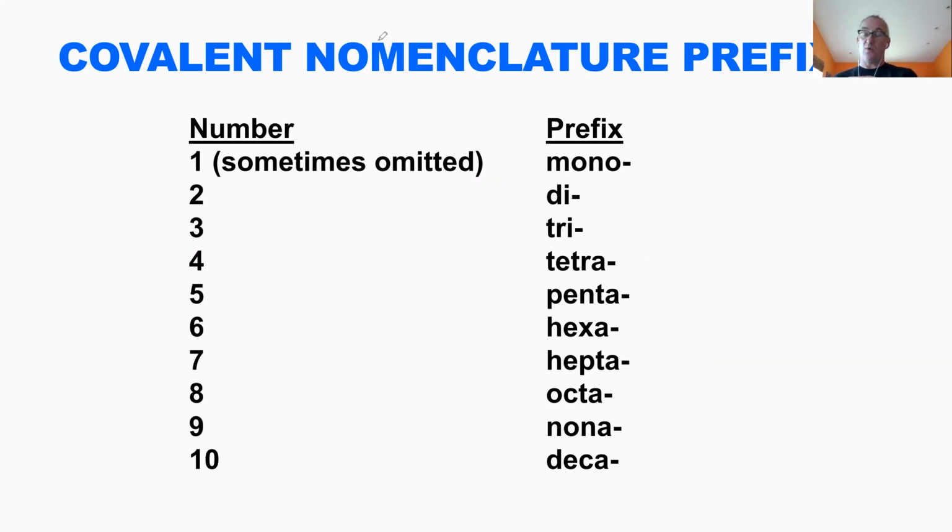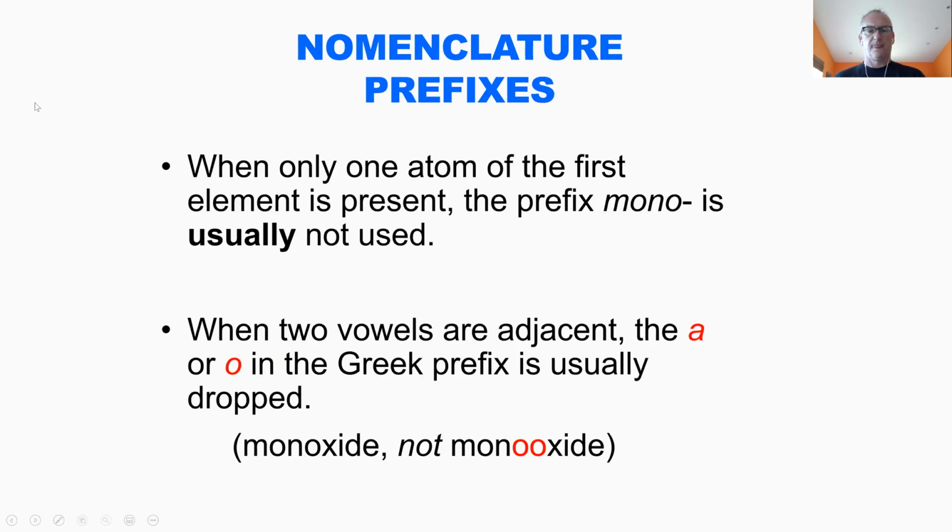But if it's the second one, basically always say mono if it's the second element in there. If it's the first one, you generally don't have to use it. And when two vowels are adjacent, just for naming, like an A and an O together, or two O's together, we generally just drop one and use just one. So instead of monooxide, we just use monoxide, okay? And if we have tetra oxide, we usually just say tetroxide.